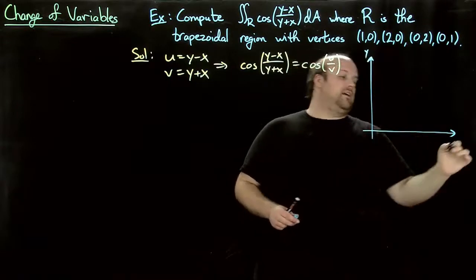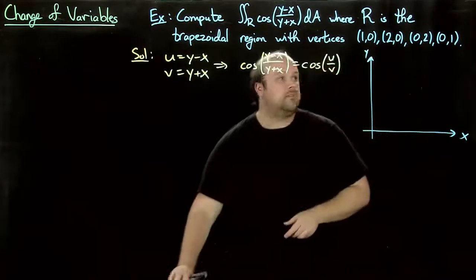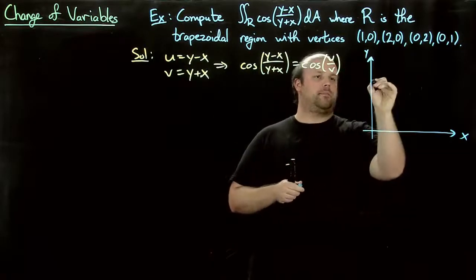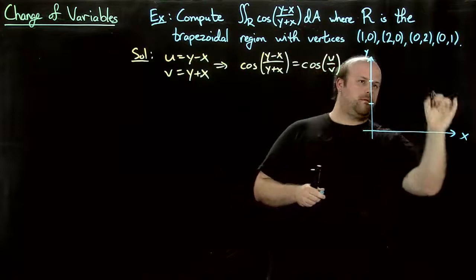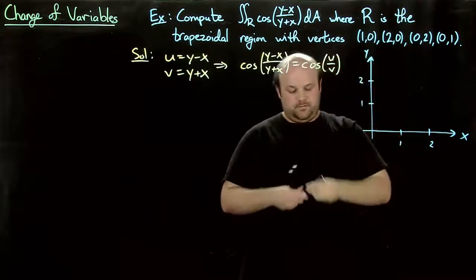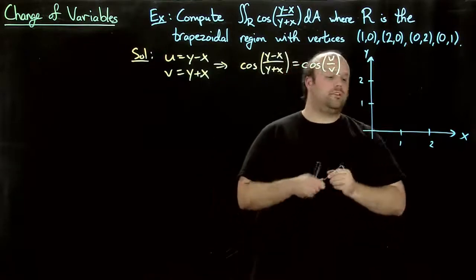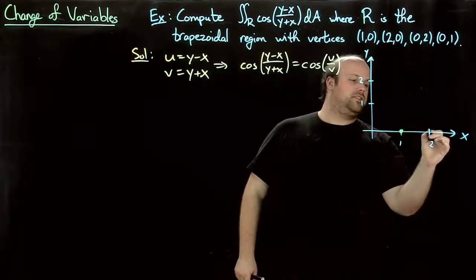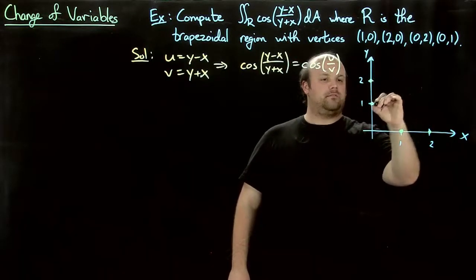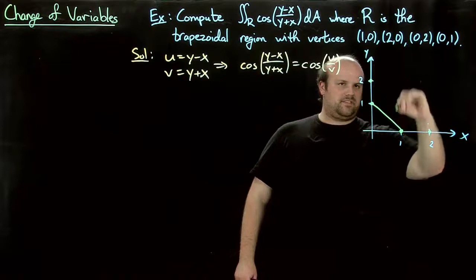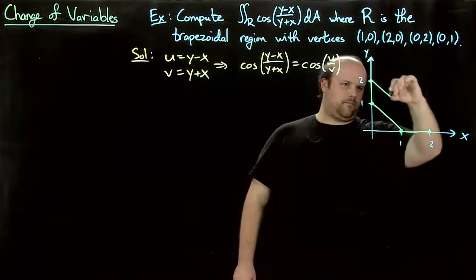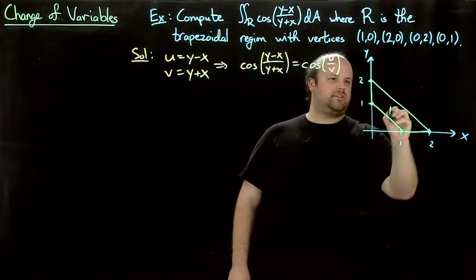So here's y and x, and then we have some points: 1, 0; 2, 0; 0, 2; and 0, 1. So that gives us this trapezoid here. So this is the region R.